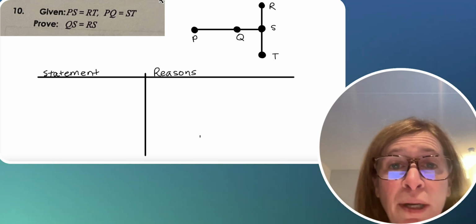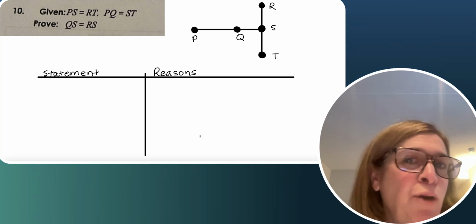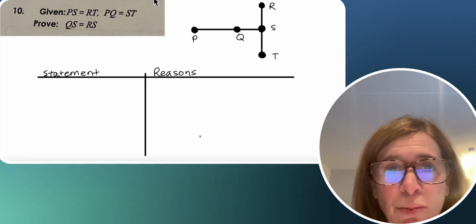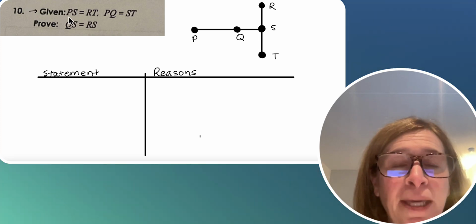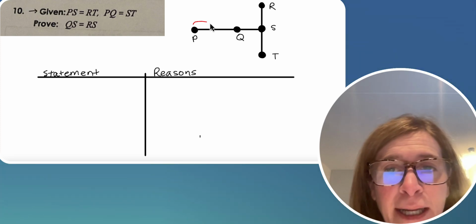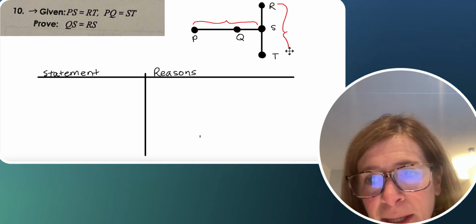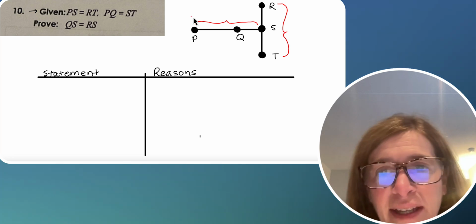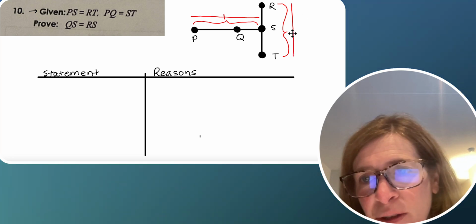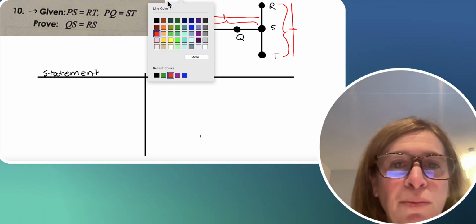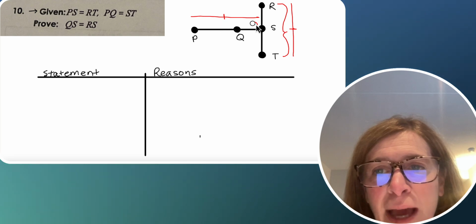So again, we always want to mark our diagram with the given, but this one's a little bit tricky to mark. I have a process for how I do it, and you can feel comfortable doing whichever works for you. It says PS is congruent to RT. The way I do it is I make a line above it, and I mark my congruent marks. Now, I probably wouldn't have had this mark here because I think that's confusing.